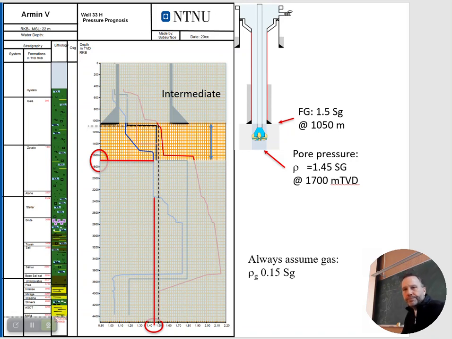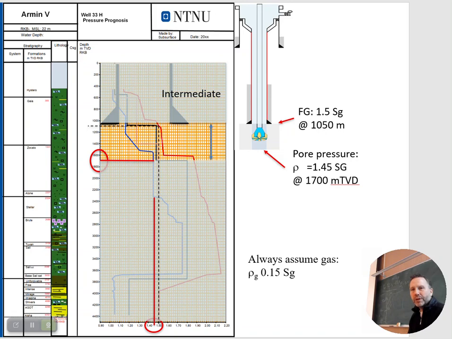Calculation example: the fracture gradient is set to 1.5 SGs, and for this case, the shoe is at 1,050 meters. The pore pressure at the bottom is 1.45 SGs, and that's at 1,700 meters. And we always assume gas, and again, the example here shows us that it's 0.15 SGs.